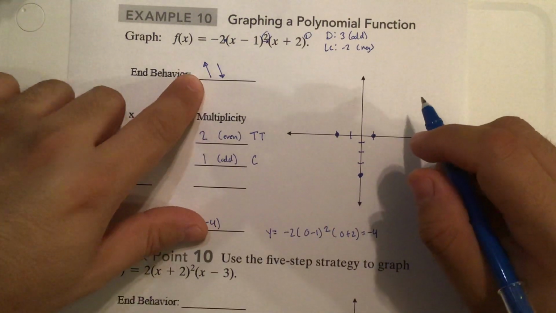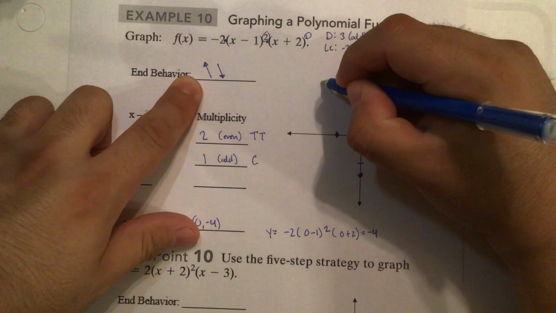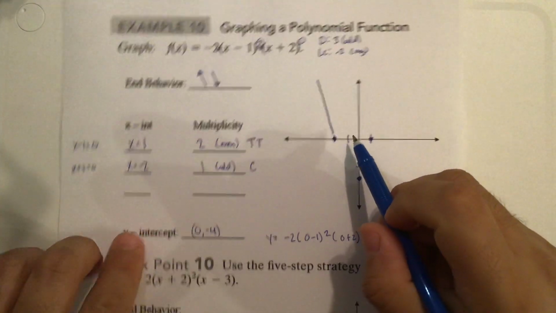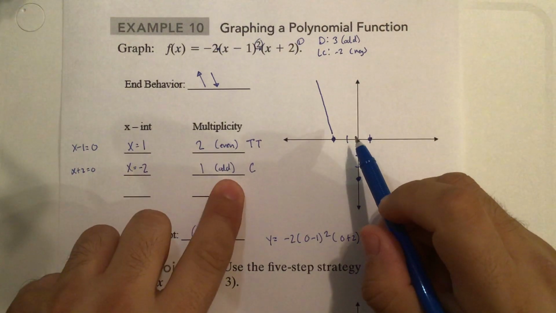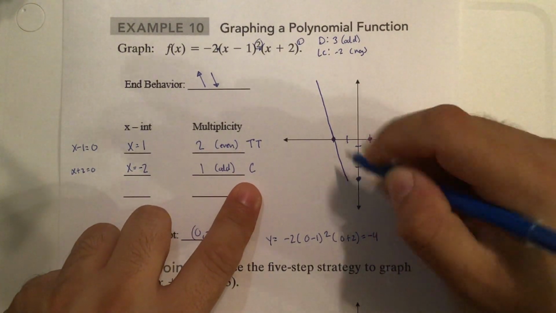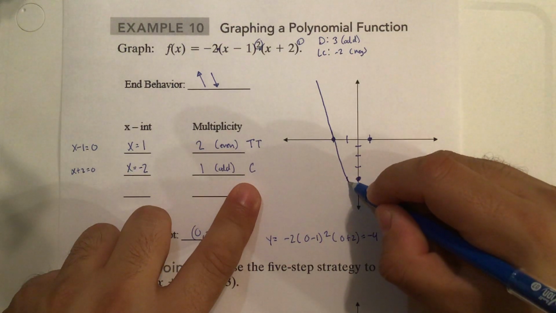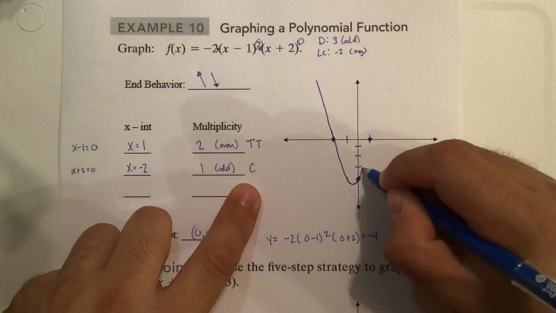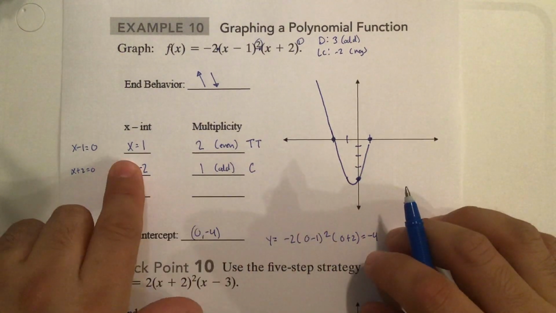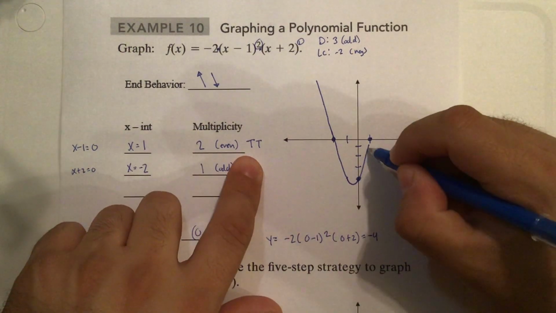All right, so my graph starts from the top left. And once I get to -2, it's right here. It's odd, so I'm going to cross. Then I come over here and I go to that y-intercept. I'm going to make a curved line coming through it. And now I'm coming up to this root right here. So at x equals 1, it's even, so we're going to touch it and we're going to turn.